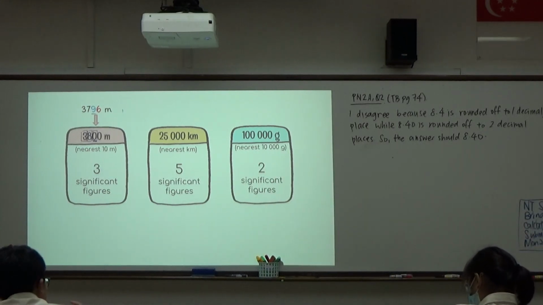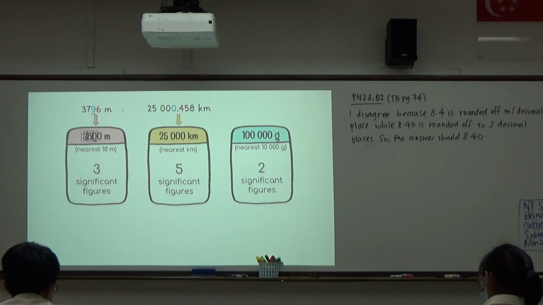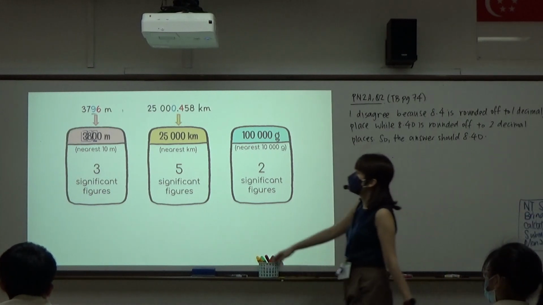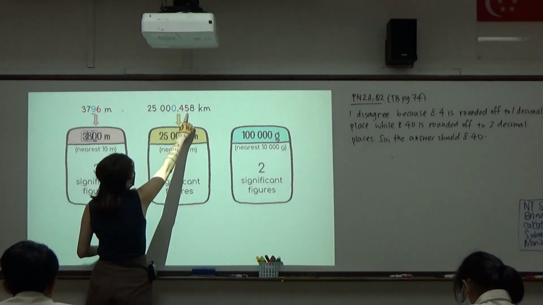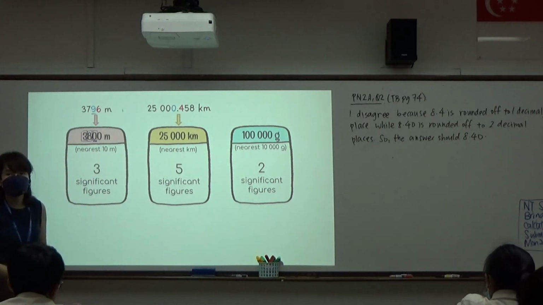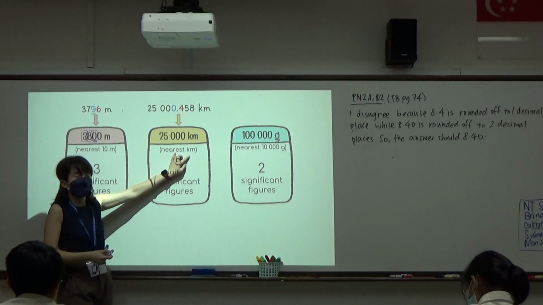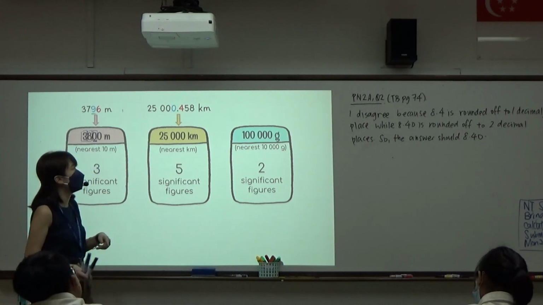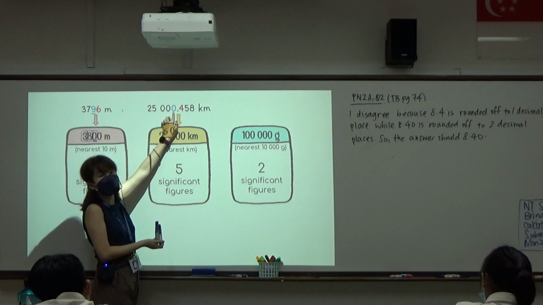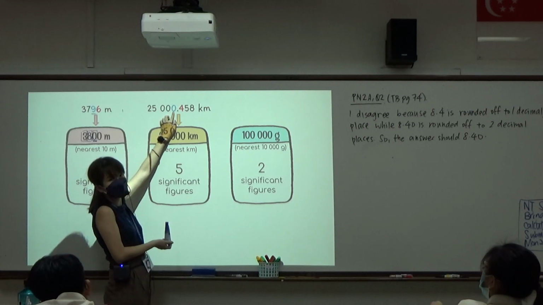We look at the next one, 25,000.458, which is the original number. And I want to round it off to the nearest kilometer. That means I round it to the nearest whole number. So to round to the nearest whole number, I will round it up to here.